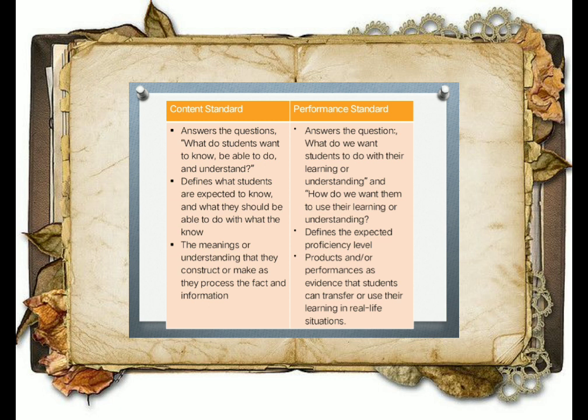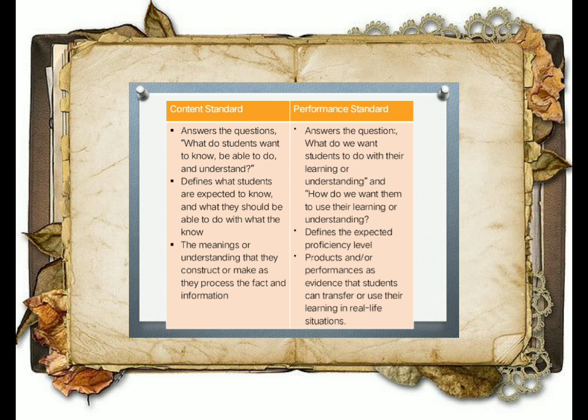Next is the content standard. For example, here in the table. Answer the questions: What do students want to know, be able to do, and understand? In performance standard, it would answer the question: What do we want students to do with their learning or understanding? And how do we want them to use their learning or understanding?